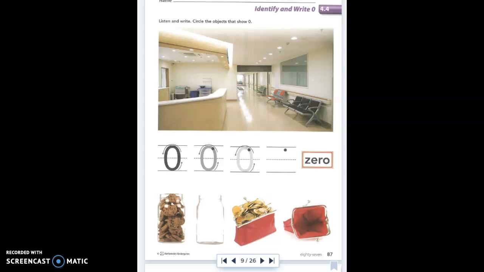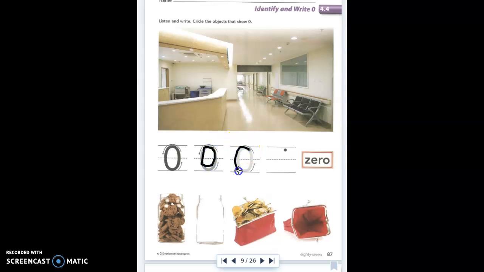Okay? So, Carlos went to the doctor's office, and there was no one in the chair. Nobody here. Nobody here. 0 means nobody, nada, nothing. Okay? So, that's what we're going to practice today, 0. It looks just like an O.